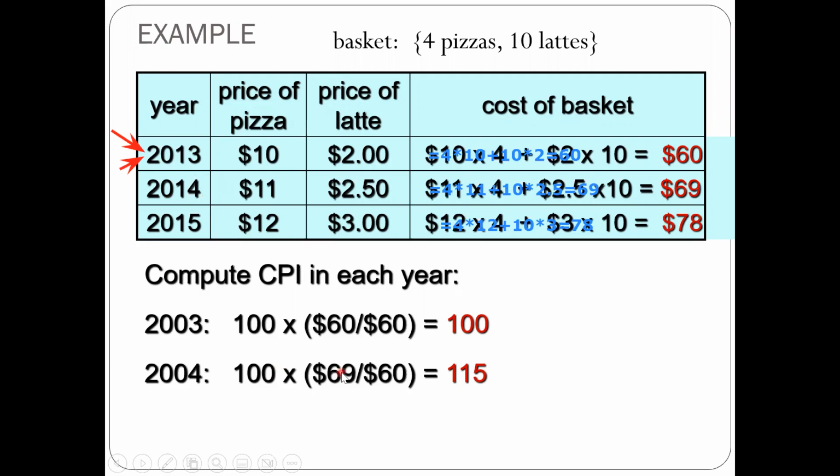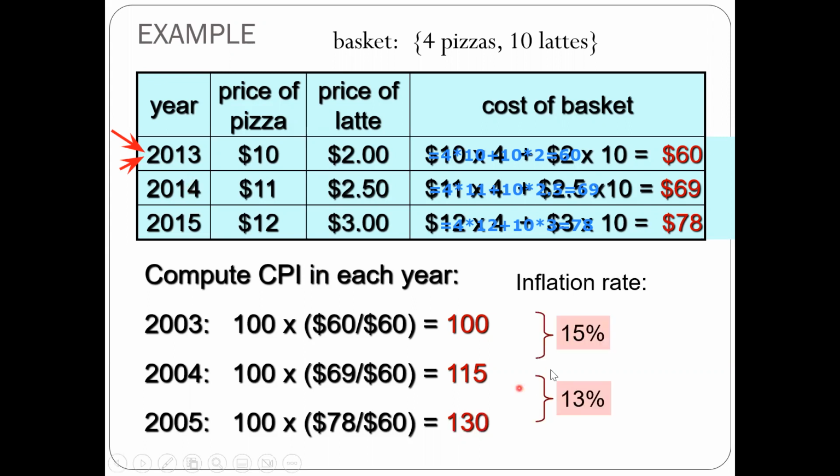2014 was 69, divided by 60, multiplied by 100. We have the last year consumer price index was 130. We have the percentage change here. The percentage change in 2014 from 2013 is called the inflation rate. So the percentage change in the consumer price index from one year to another is called the inflation rate. So here the inflation rate is 15%, here the inflation rate is 13%.